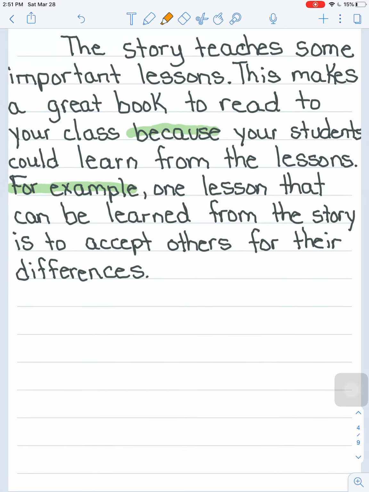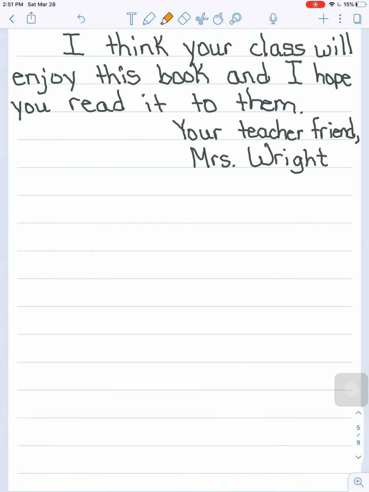The story teaches some important lessons. This makes a great book to read to your class because your students could learn from the lessons. For example, one lesson that can be learned from the story is to accept others for their differences. I think your class will enjoy this book and I hope you read it to them. Your teacher friend, Mrs. Wright.